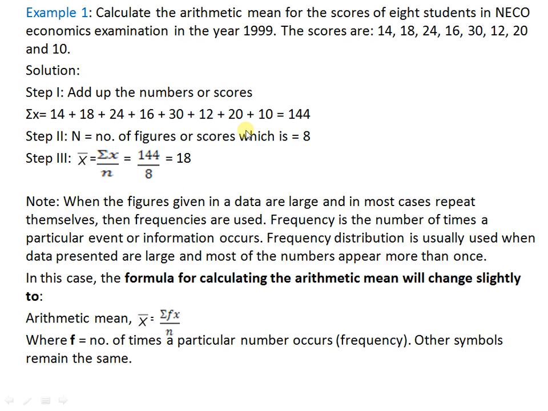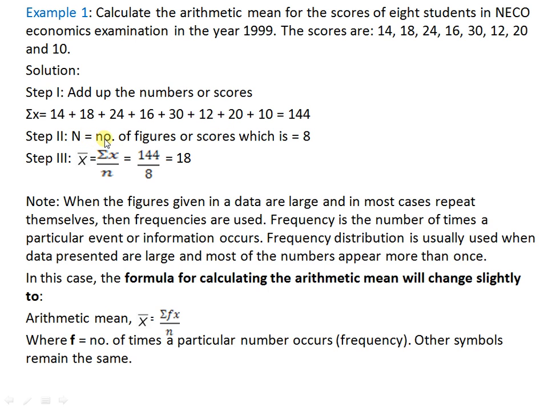We're going to take an example. Calculate the arithmetic mean for the scores of 8 students in the NECO economics examination in the year 1999. The scores are 14, 18, 24, 16, 30, 12, 20, and 10. Solution. Step 1: first, you add up the scores. You have 14 plus 18 plus 24 plus 16 plus 30 plus 12 plus 20 plus 10, which gives us 144.